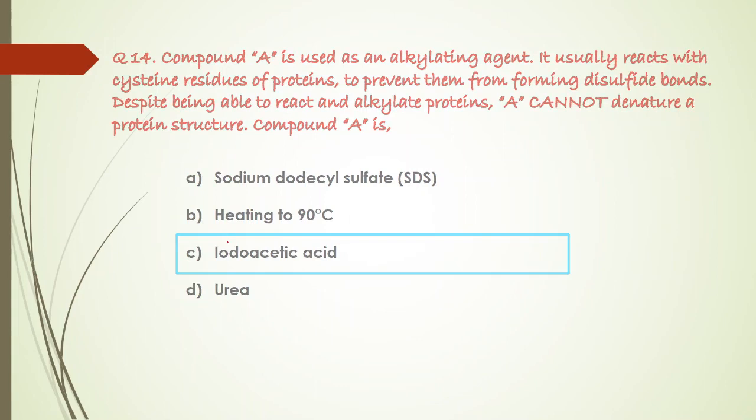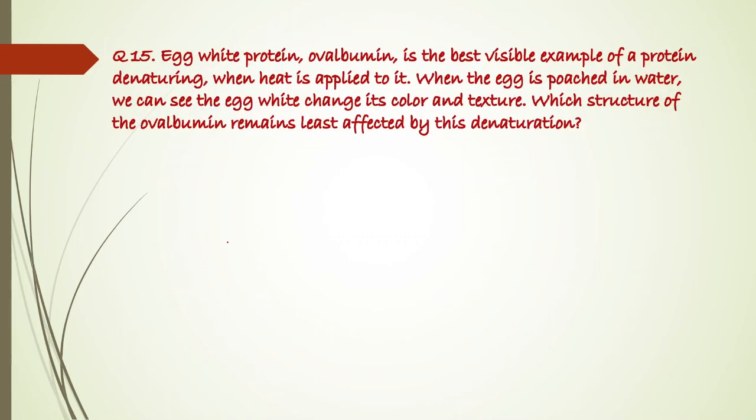Hope this is clear. Moving to the next one, probably this will be the last question or another one. This states egg white protein. I just gave you the example in the last question. Egg white protein, ovalbumin, is the best visible example of protein denaturation. You can see it literally. When the egg is poached in water, we can see the egg white change its color and texture. So basically the protein is denaturing.